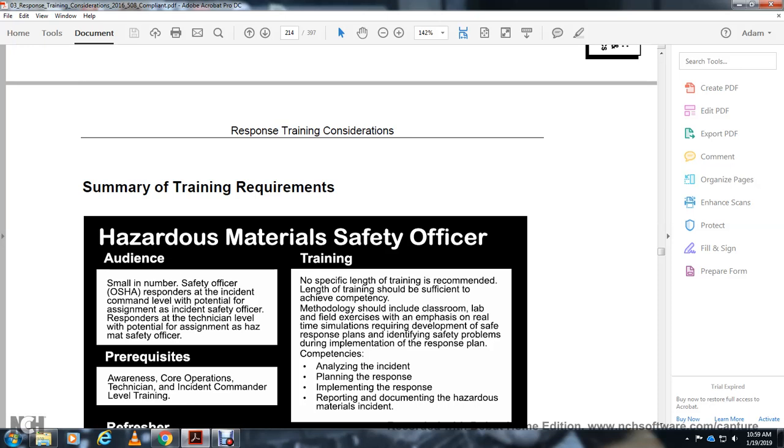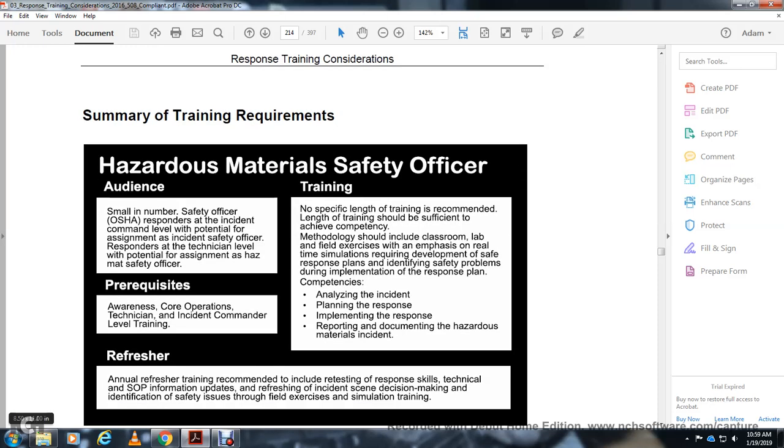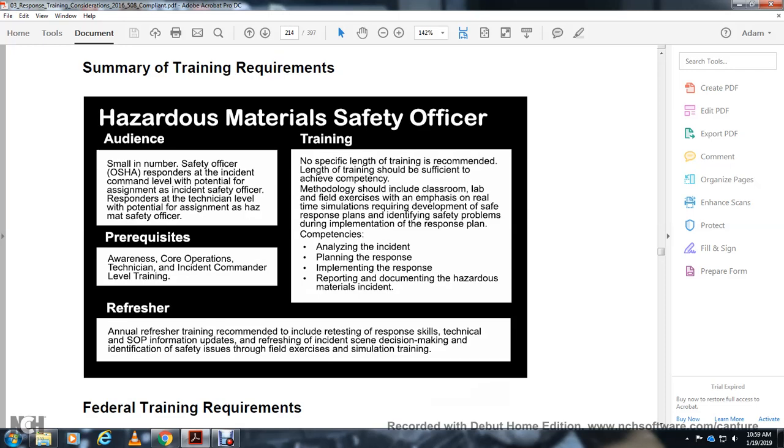The length of training should be sufficient to achieve the competency. Methods include classroom, lab, and field exercises with emphasis on real-time situations regarding development of a safety response plan, identifying safety problems, and implementing the response plan. Competencies include analysis of the incident, plan and response implementation, and response reporting and documentation. Annual refresher training is recommended, including retesting response skills, technical and standard operating procedure information updates, and refreshing incident scene decision making and identification of safety issues through field exercise and simulation training.